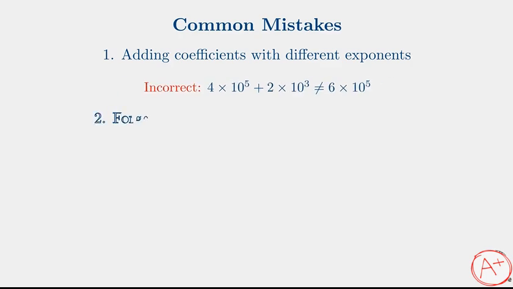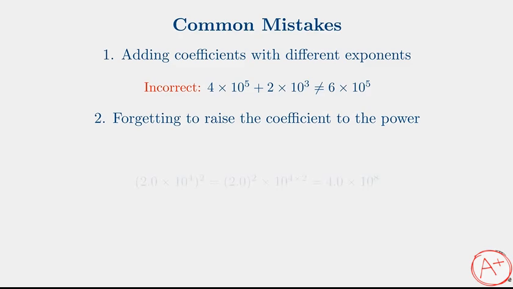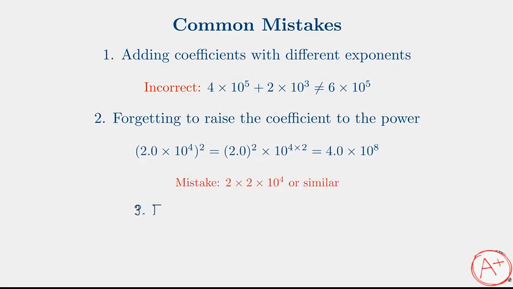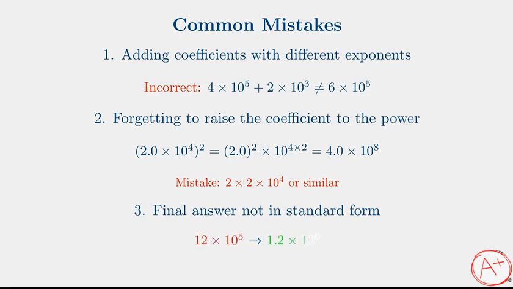Second, in power questions, students frequently multiply the coefficient by the power instead of raising it to that power. For example, 2 times 10 to the 4 squared becomes 4 times 10 to the 8, not 4 times 10 to the 16, or 4 times 10 to the 8. Finally, many students lose marks by leaving their final answer as, for example, 12 times 10 to the 5. IB examiners require the coefficient to be between 1 and 10. Always do a final check.